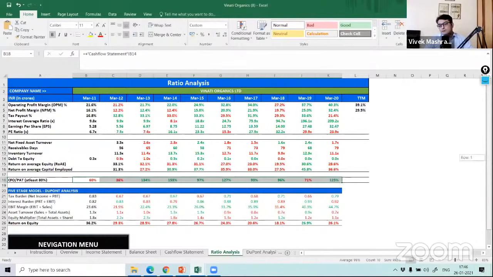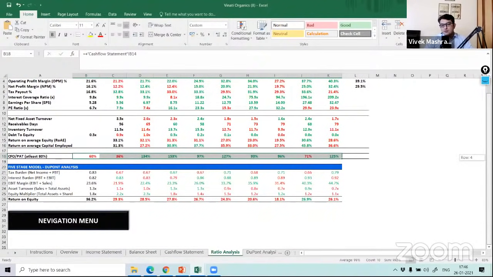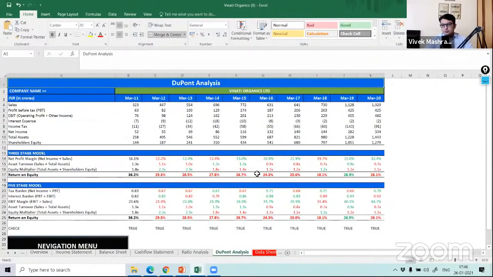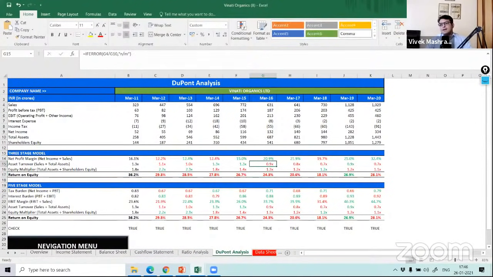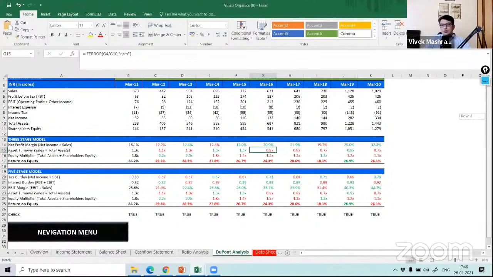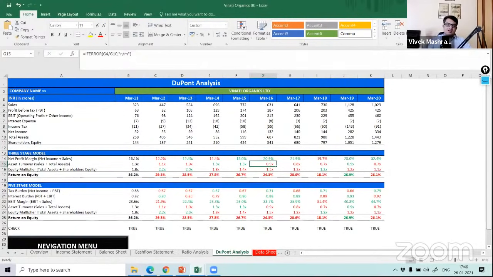Now, one more important thing which I have is known as DuPont analysis. And this is very, very important, guys. If you have not studied it, I would say definitely study this DuPont statement model. What it does is it breaks up the return on equity. So, what is return on equity? Return on equity is very simple. Equity is what I put in the business.